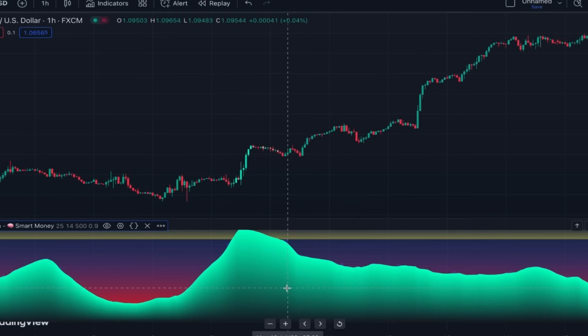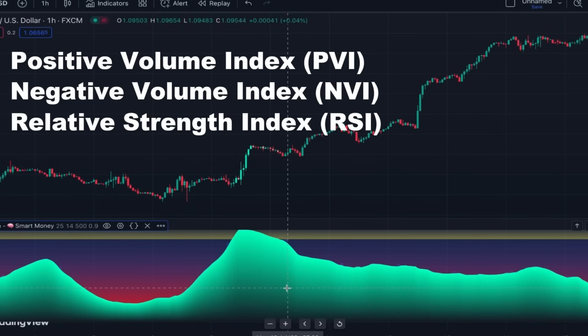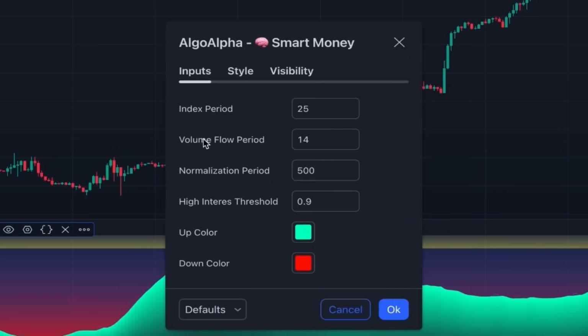This indicator uses both of positive volume index and negative volume index as a base for identifying when smart money or dumb money is active in the market, and then for both of them, by the help of RSI relative strength index, it makes a ratio that can show buying or selling pressure. It also uses a long-term peak normalization to ensure that the index remains relevant. Here in the settings of the indicator, this volume flow period, which is set at 14, is actually the RSI period for buying and selling pressure of the smart money and dumb money. This is normalization period, which is set at 500.